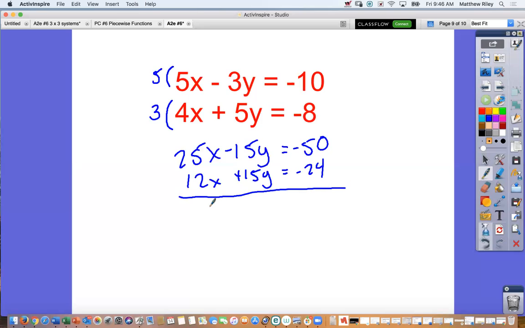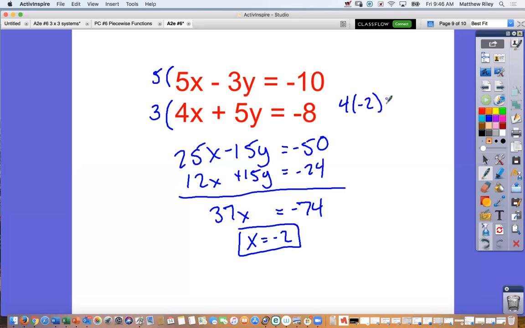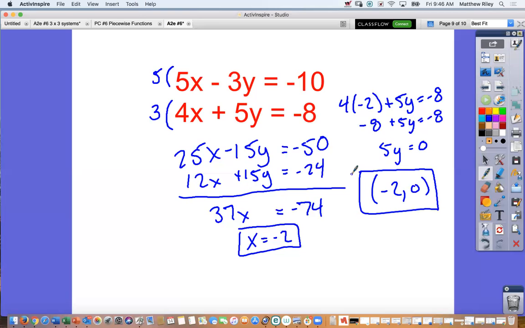Once you have opposites, add. Divide. There we go. Pick any equation to plug in for. I'll plug it into the bottom. Add 8. Divide by 5, and y is 0. Any questions?